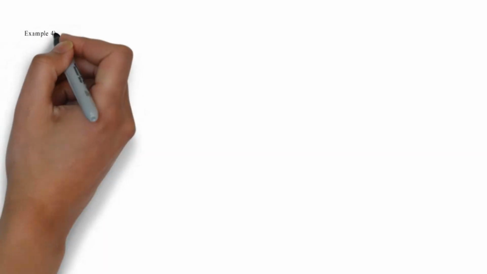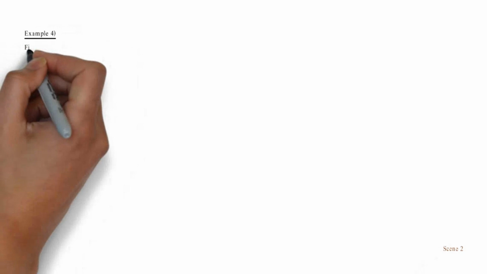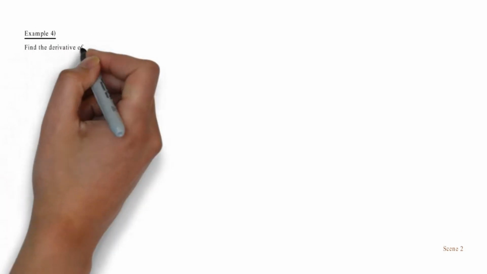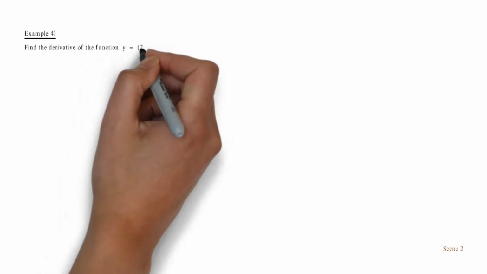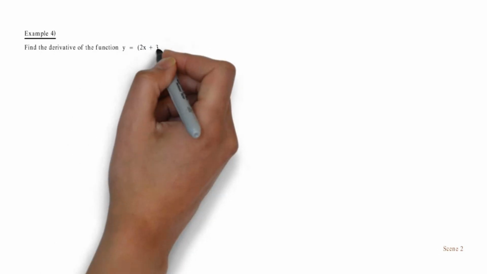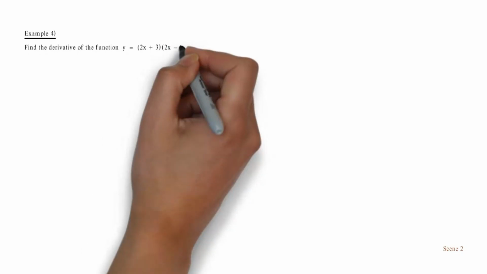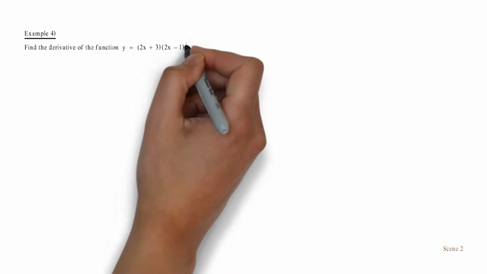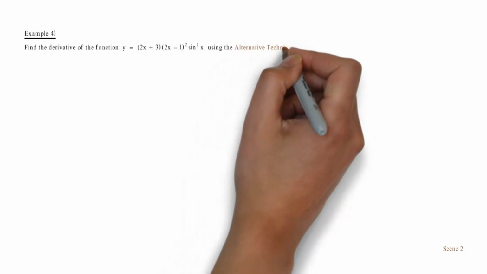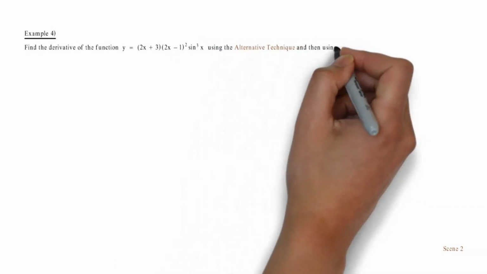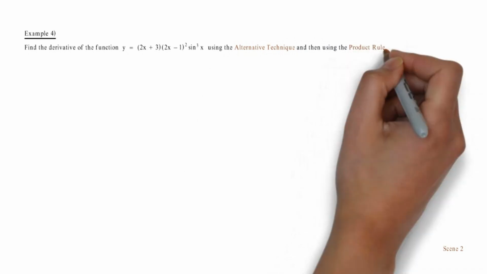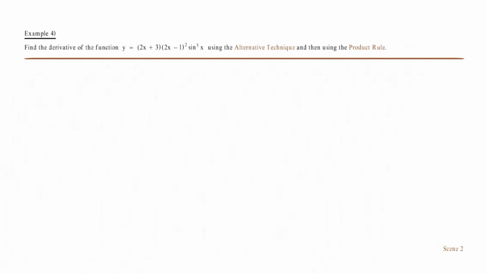Example 4. Find the derivative of the function y equals (2x plus 3) times (2x minus 1) all squared, times sine cubed of x, using the alternative technique and then using the product rule. Solution.